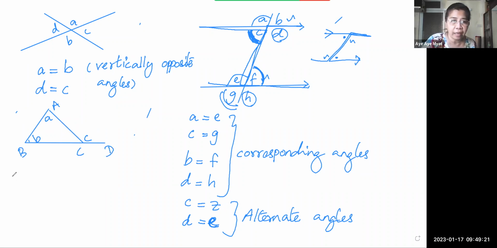Angle C is the exterior angle of the triangle. Two triangles have opposite angles. Properties of the triangle, the exterior angle.